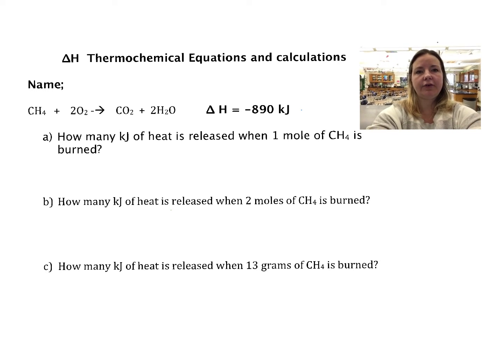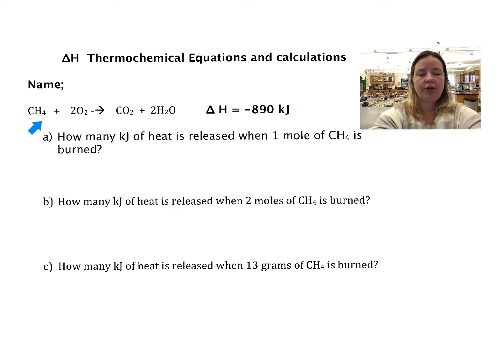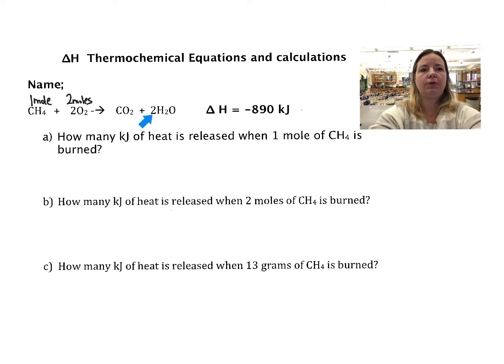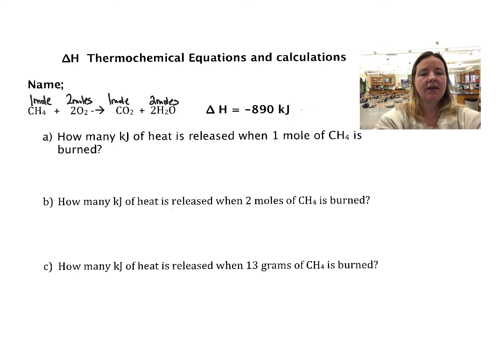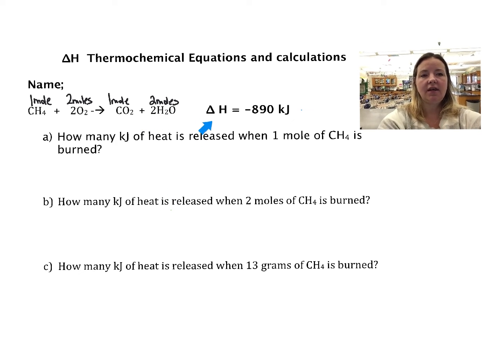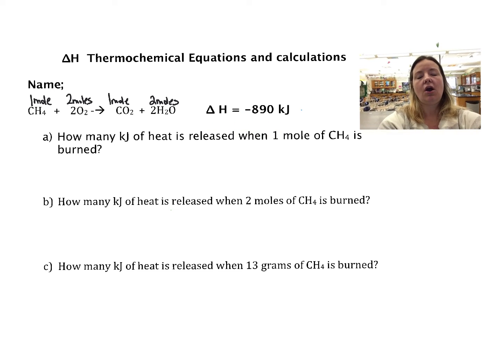So remember that for a balanced chemical reaction, when we look at this chemical reaction, it's actually telling us that 1 mole of CH4 is reacting with 2 moles of oxygen to produce 1 mole of carbon dioxide and 2 moles of water. Now, since we have the delta H at the end here, it's also telling us that 890 kilojoules of energy are released when we have that many moles reacting and that many moles being produced.